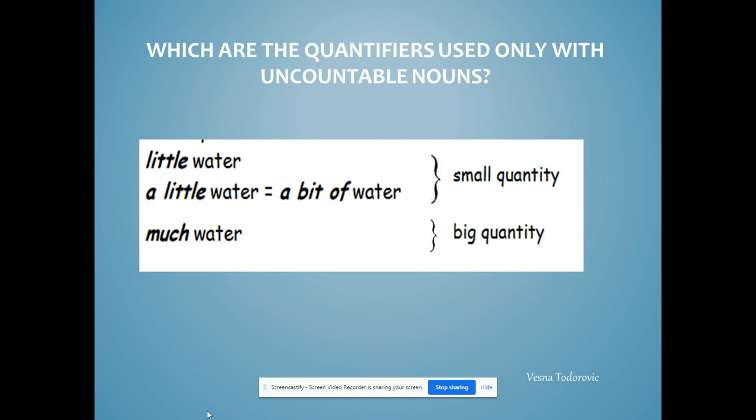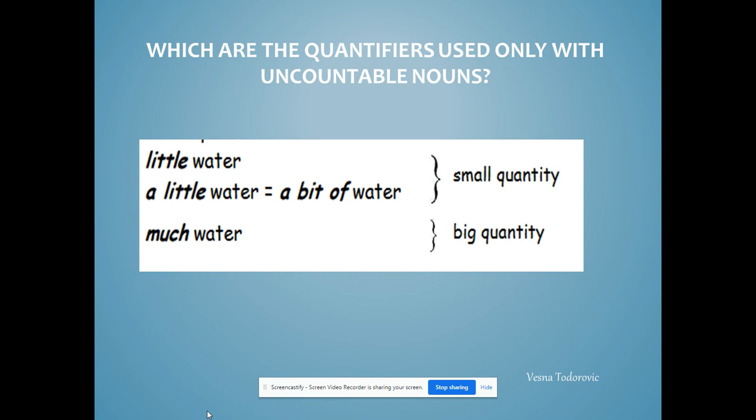As for uncountable nouns, as you can see, we have little and a little. So taking the description from the previous slide, we can also say that little refers to a very small quantity, the quantity which is not enough. So if you say there is very little water, or there is little water in this glass, you refer to a very small quantity which is not sufficient. On the other hand, a little refers to a small quantity still, but enough or sufficient. So a little water, there is a little water, or there is a bit of water in this glass.